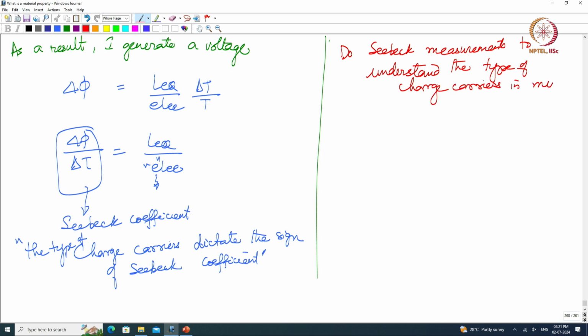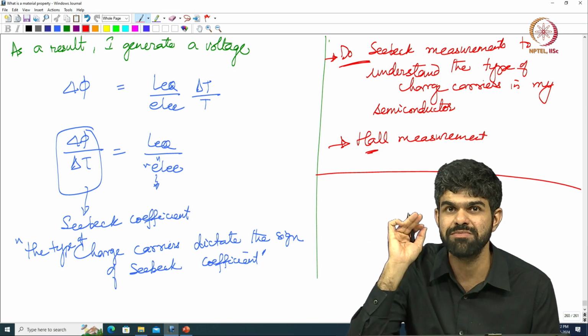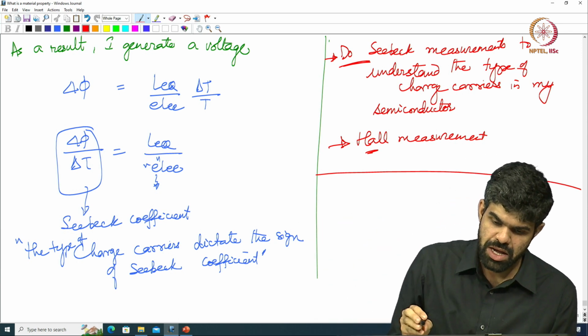in my semiconductor. Typically in semiconductors I need to determine whether my semiconductor is N type or P type, so what are the majority charge carriers? One, I can do a Hall measurement, which we have seen a long time ago; the sign of the Hall voltage or Hall resistance tells me the nature of the charge carrier. Similarly, the sign of the Seebeck coefficient also tells me the nature of my charge carriers. So to understand whether I have N type carriers or P type carriers, I can either do a Seebeck measurement or a Hall measurement.